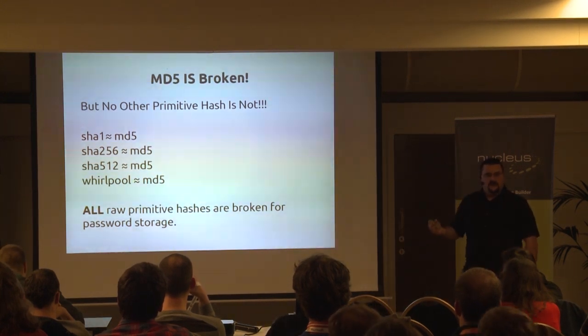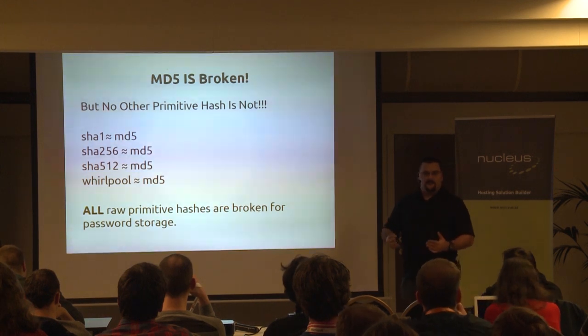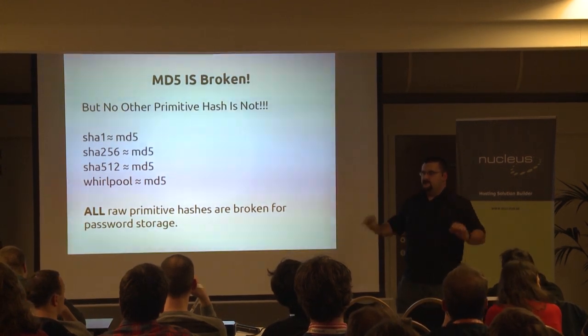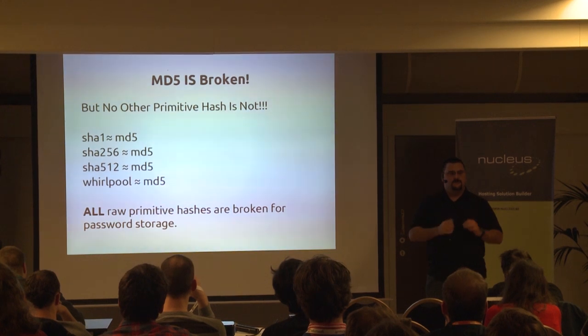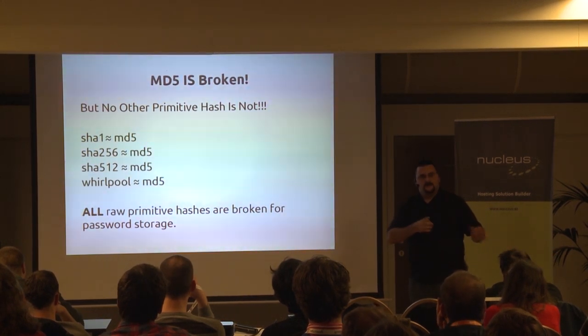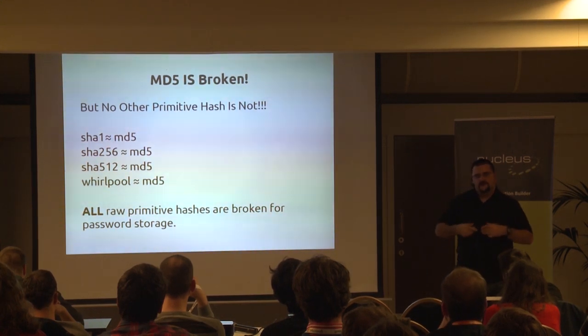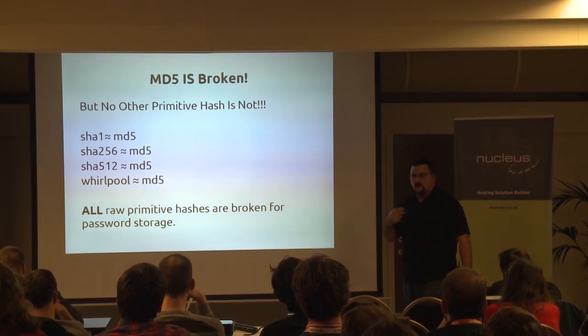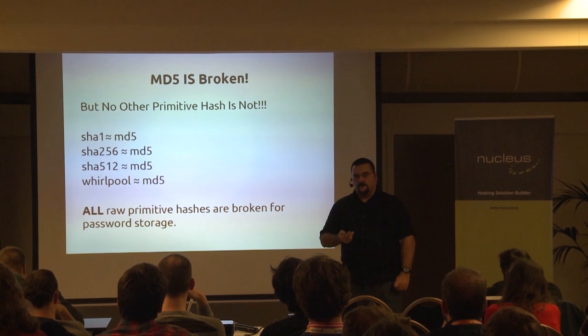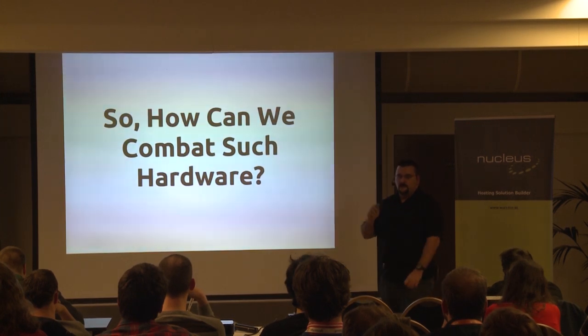So the big takeaway I want you to take away from here is, at absolute minimum, you cannot just use a primitive hash. You cannot just use SHA-512. You can't just use MD5. There are some methods that we can use to make these safer. So let's talk about them now.